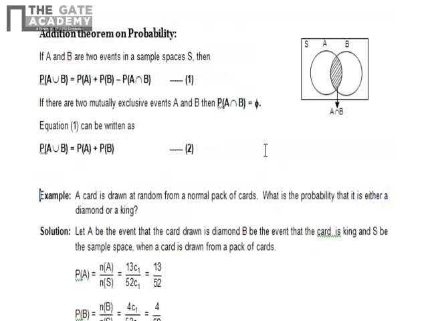Now we'll see the addition theorem of probability. Probability of A union B is equal to probability of A plus probability of B minus probability of A intersection B. That means this is A, this is B, and this is the common part. So you have to find the probability of A union B by adding these two, A and B, and subtracting this common region. Suppose these two events are exclusive events, that means there is nothing in common between these two events. The probability of the union can be found just by adding probability of A plus probability of B.